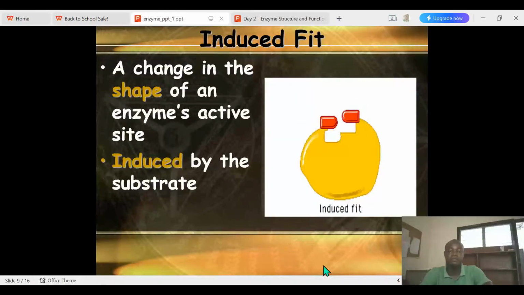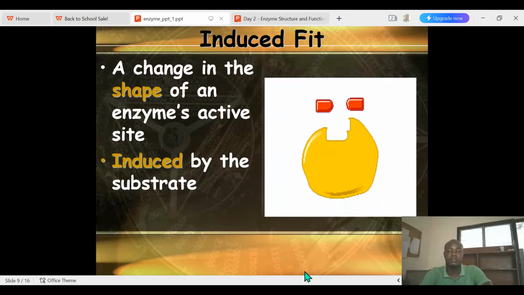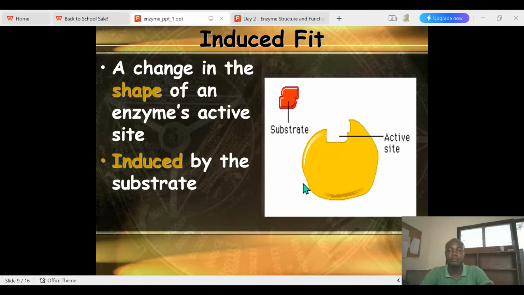The slide had a glitch. Okay, so let me share again. So I think now you can see the slides.